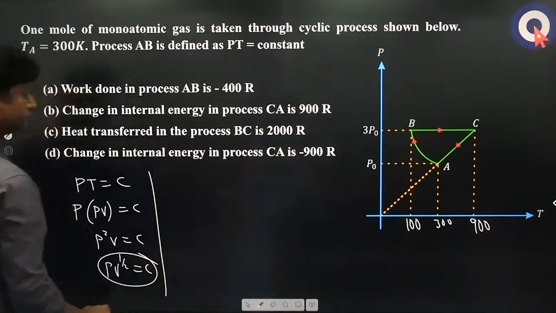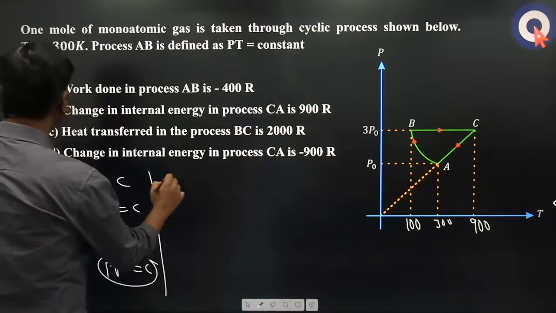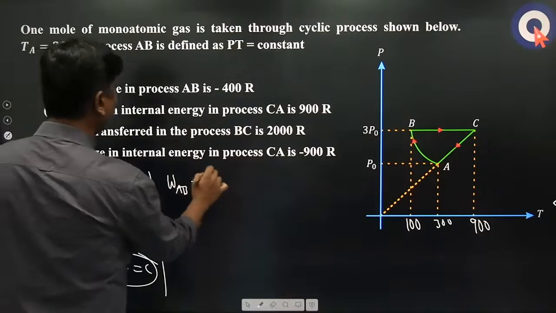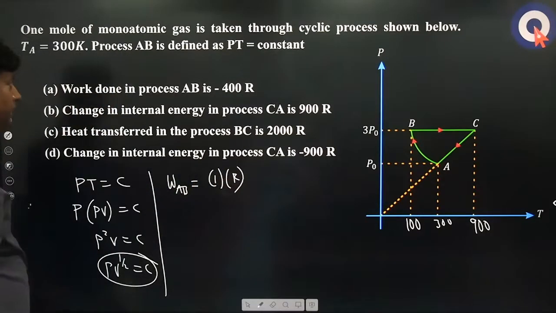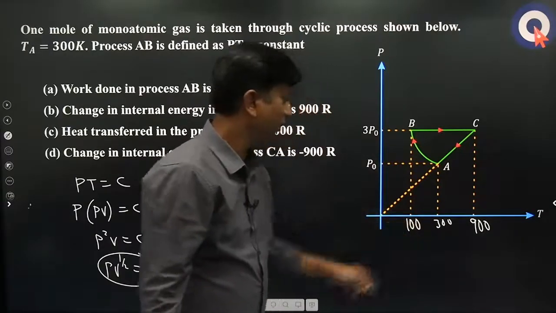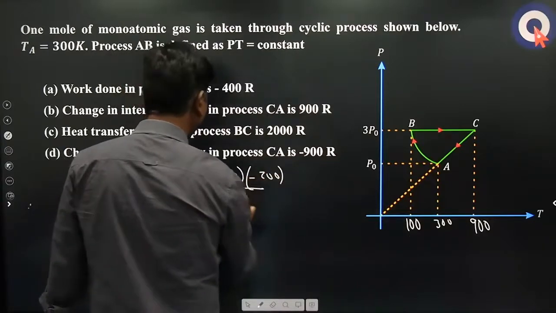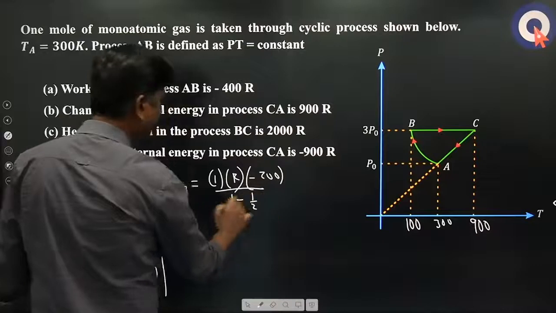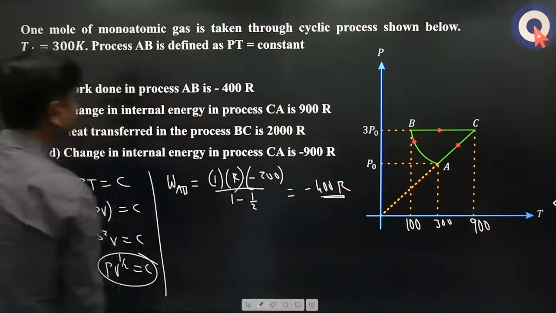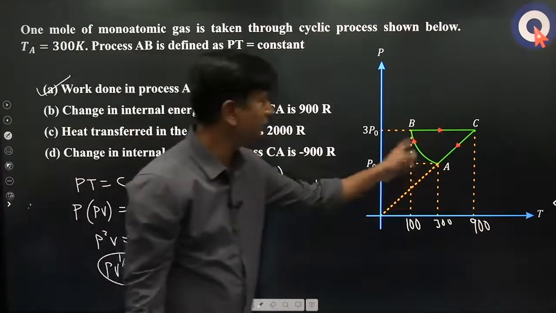So work done is nRΔT divided by (1 − x), because all the temperatures are given nicely. In process AB, n is 1 mole, R ΔT. The temperature is decreasing, so ΔT is 100 minus 300, which is minus 200, divided by 1 minus x, which is 1/2. So this comes out to be minus 400 R. Option A is correct.